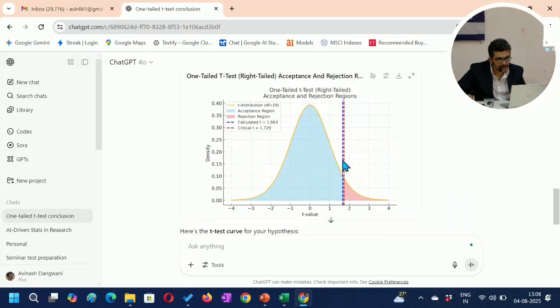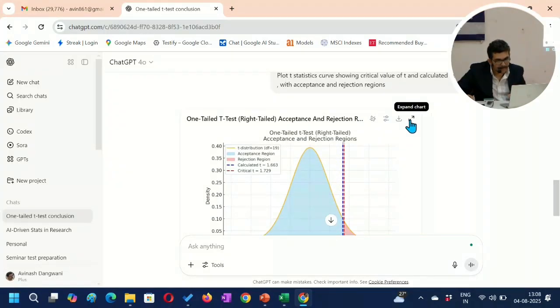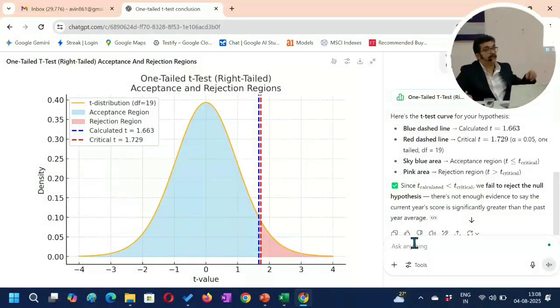You can see the graph, right? This red color is the critical value and the extreme right-hand side is the rejection region, and the blue color is the calculated value, which falls in the acceptance region. So we have to accept the null hypothesis, or we failed to reject the null hypothesis, because there is no sufficient statistical evidence available.